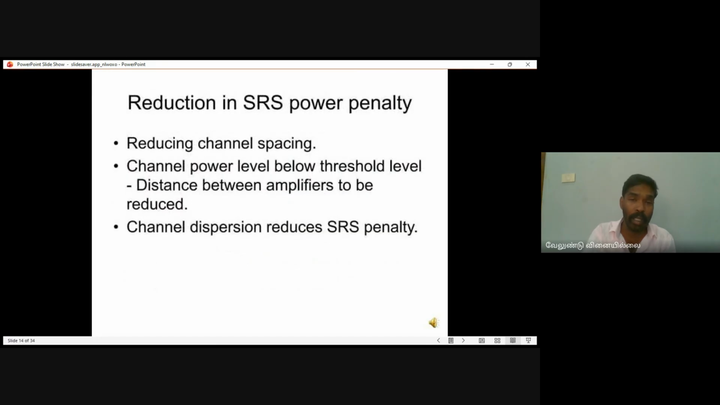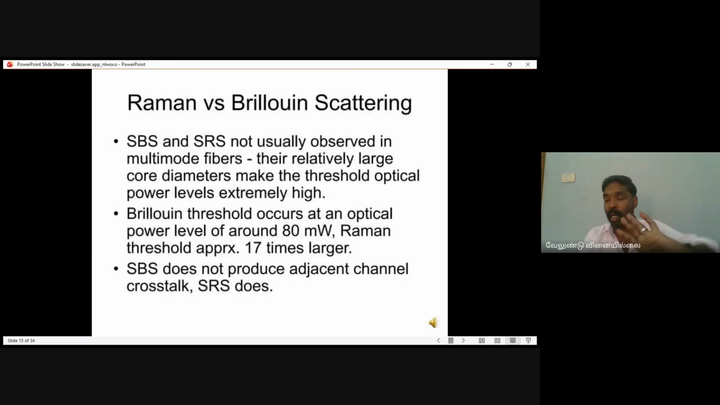So the reduction of SRS power penalty: reduce the channel spacing, keep the channel power level below the threshold level, and reduce the distance between amplifiers. The channel dispersion reduces SRS. If there is some small amount of dispersion, it means my light will be scattered at a different angle. This is called dispersion.